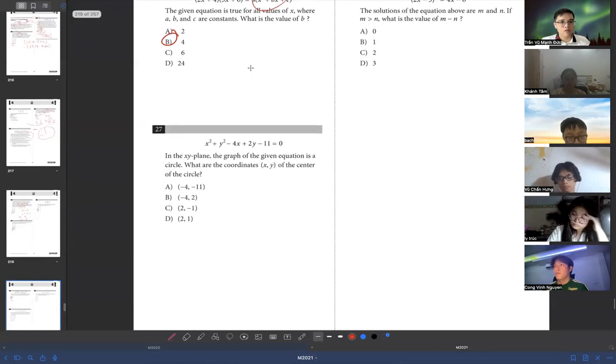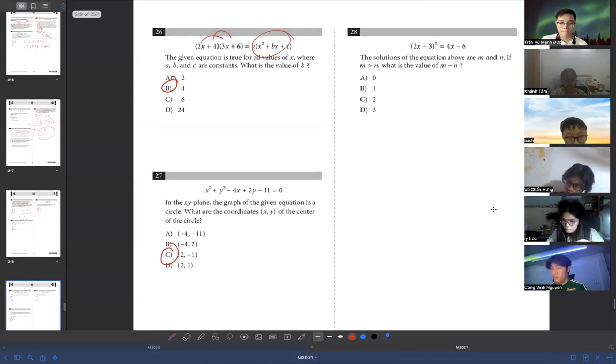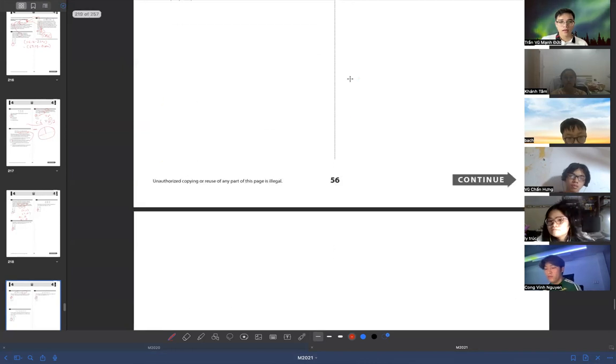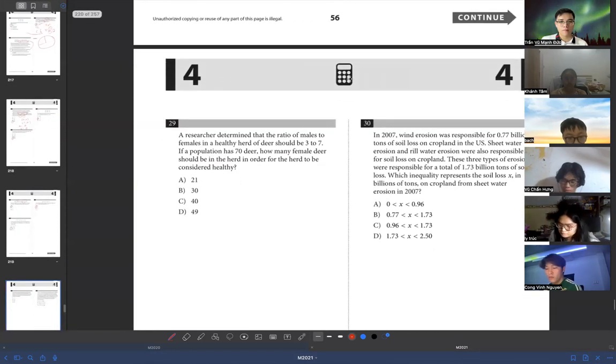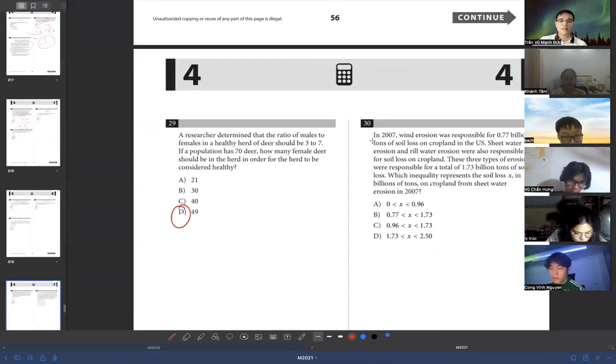And okay, 27 is C. So C is still very simple. 28 is B. B also. And 29 is D. Yes. All right, good. Next up, 30.